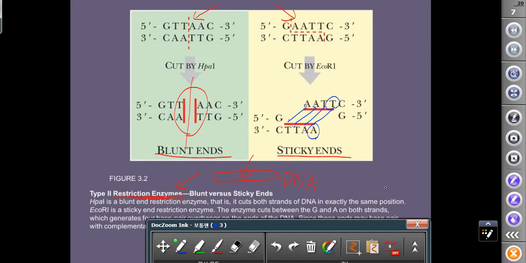Okay, so usually these sticky ends are more common than blunt ends, and also these sticky ends are more effective in recombining the DNA. Why? Because they easily stick back. Okay, but blunt ends, since they leave this clean cut, it's not that easy to reseal these broken ends. It takes more energy.